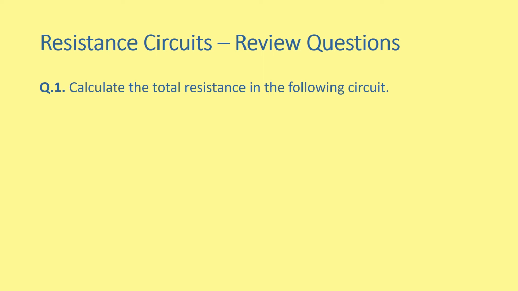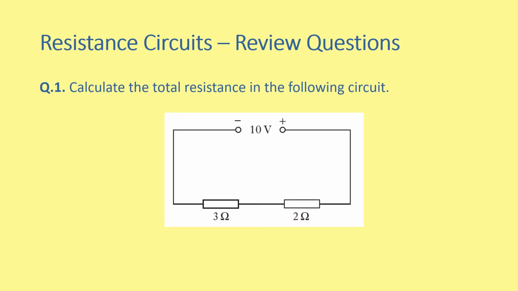Review questions. Calculate the total resistance in the following circuit. Well, we see that this is a series circuit, so we're going to use the rule RT is equal to R1 plus R2, which is equal to 2 plus 3, which is 5 ohms.